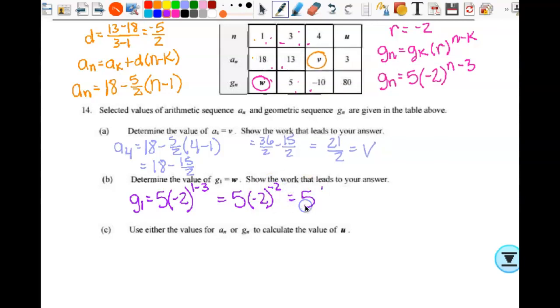So that's 5 times, well, negative 2 to the negative 2 power, that'd be 1 over negative 2, and I'd square it. It's going to be 1/4. So that gives me 5/4, which is W.